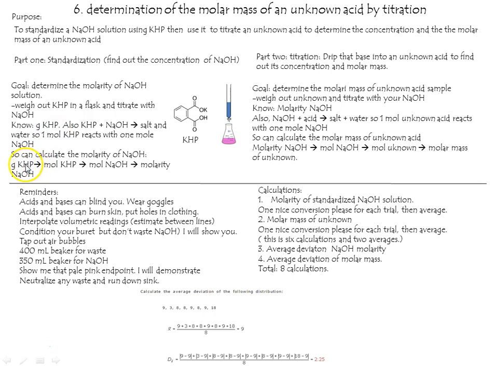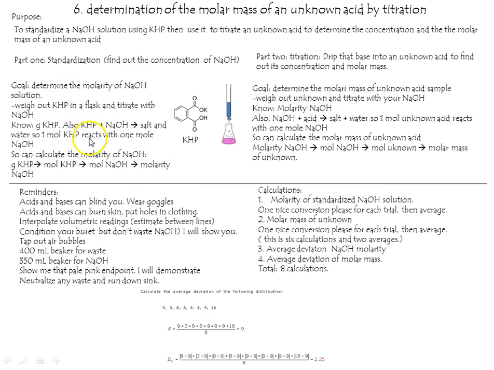You know the grams of KHP. You should be able to figure out the moles of KHP based on its molar mass. From the moles of KHP, we should be able to figure out the moles of sodium hydroxide. Since it happens to react in a 1-to-1 mole ratio, those numbers should be the same. Once we have the moles of sodium hydroxide that were dripped in, we can figure out the molarity of the sodium hydroxide because we know the volume of sodium hydroxide that was dripped in, and molarity is moles per liter.